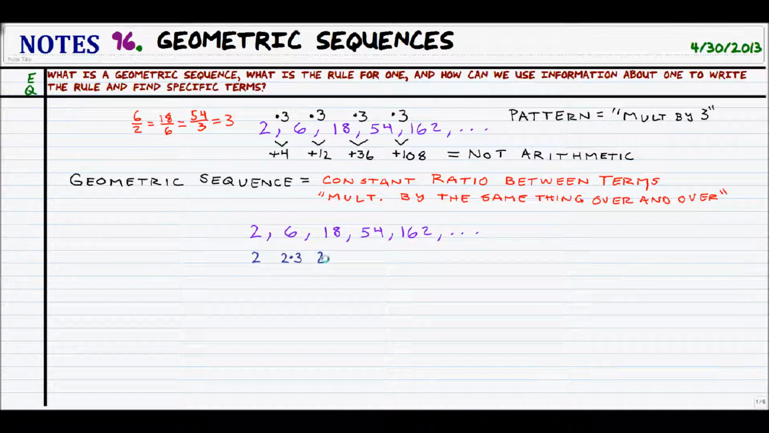For 18, we take that 2 times 3, and we multiply times 3 again. 54, well, that's going to be 18 times 3. So that's 2 times 3 times 3 from the 18, times another 3. And then, if you can believe it, 162 is 2 times 3 times 3 times 3. That's 54, as we saw right here, and then times 3 once again.